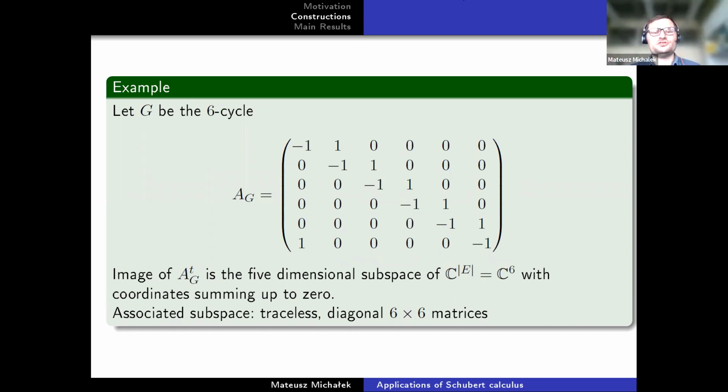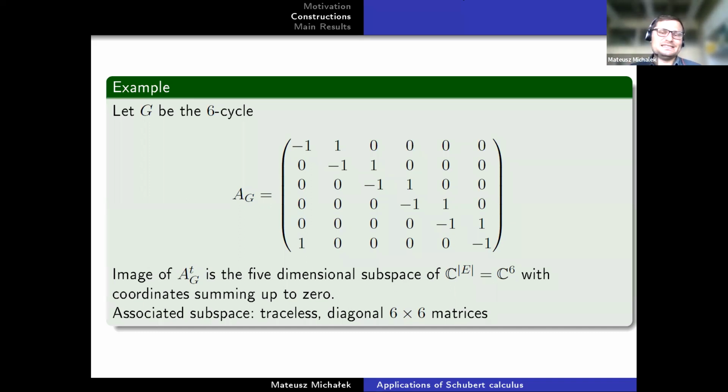It's a 5-dimensional subspace of C^6, namely the subspace given by the equation that the coordinates sum up to 0. Only the last part is where diagonal matrices come in. Namely, I identify my C^6 with the space of 6 by 6 diagonal matrices.